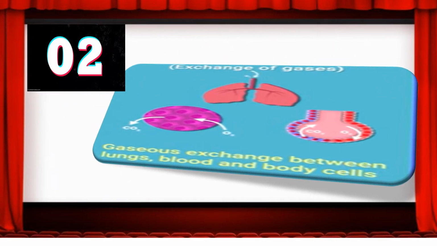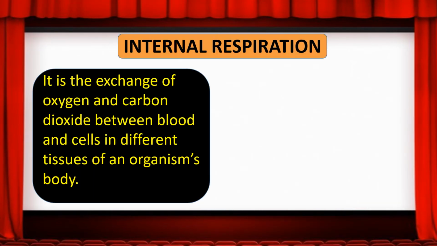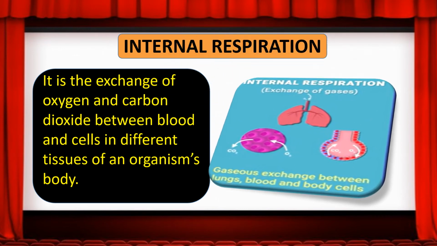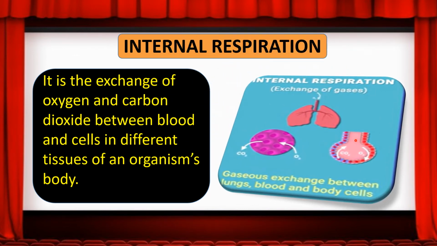Next, how about this picture? What type of respiration is this? Is it internal, external, or cellular respiration? 5 seconds. Okay, time's up. The answer is internal respiration. It happens especially in the lungs for the exchange of gases between carbon dioxide and oxygen.